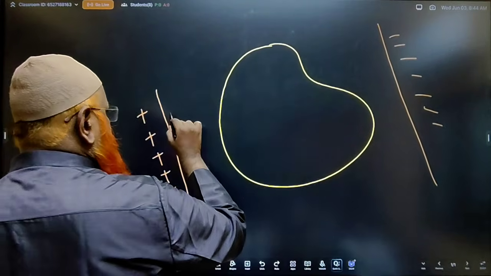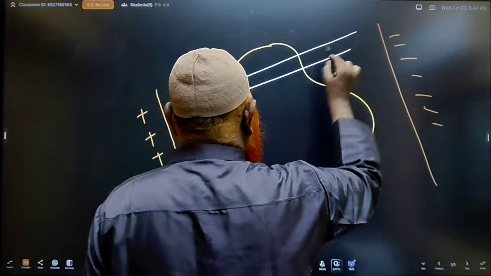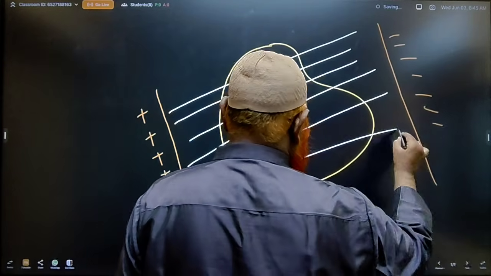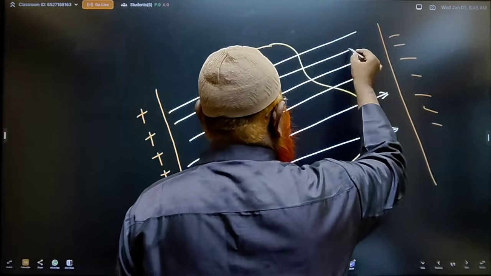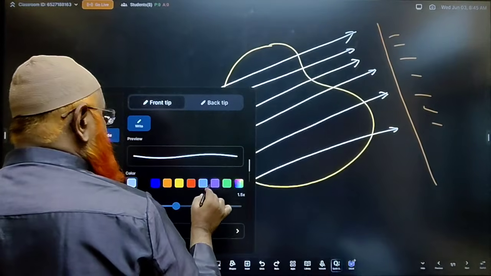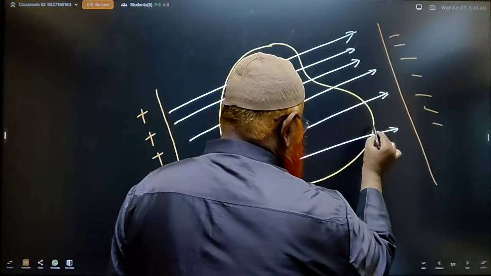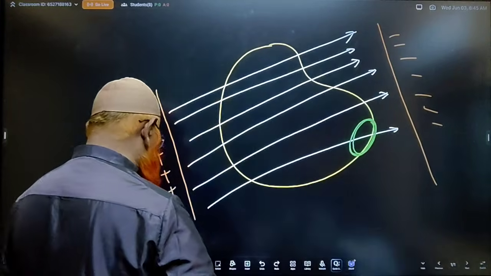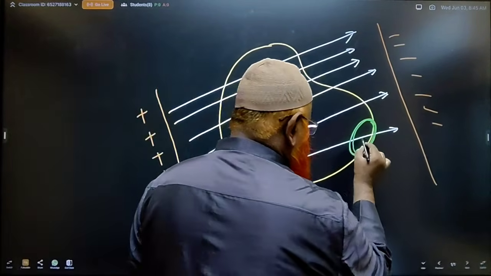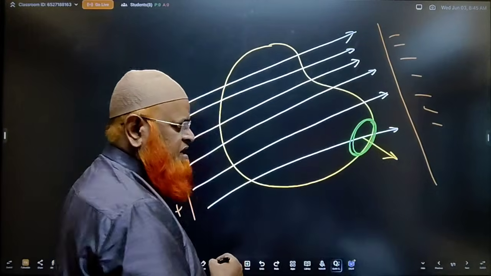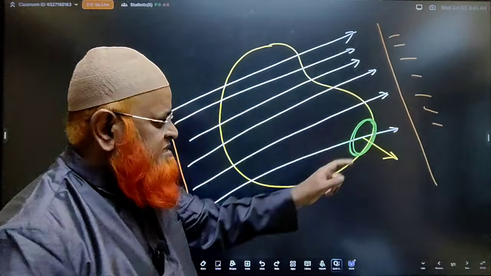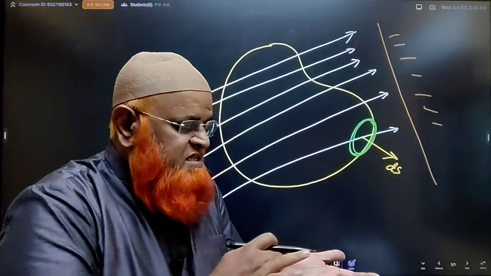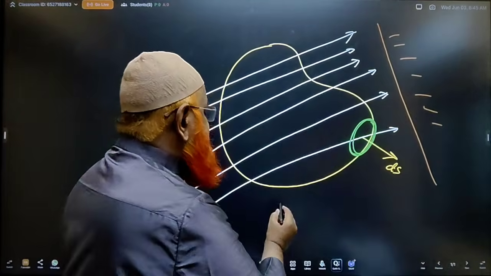Just see here. From positive to negative, electric lines of force are going to pass like this. So there is an arrow. Now, I am taking one smallest part of this irregular shaped body. In which direction is the area vector present? In this direction the area vector is, and this small part's area is ds. If this is ds, the total surface is considered as s.